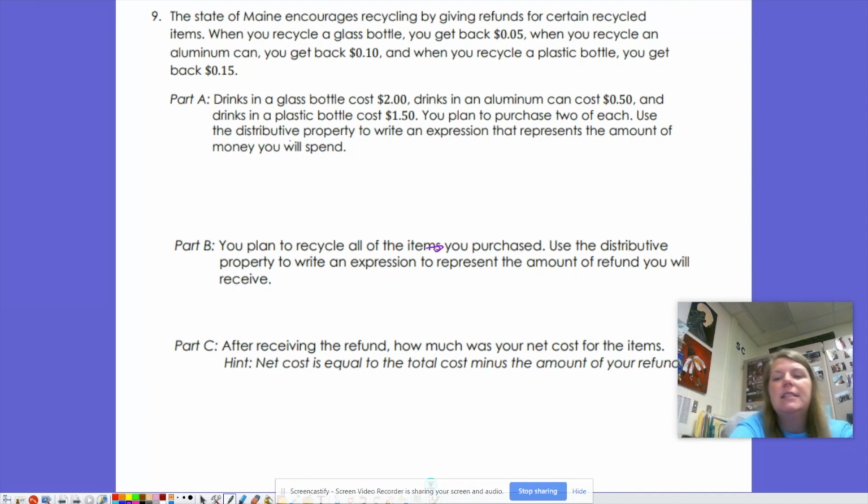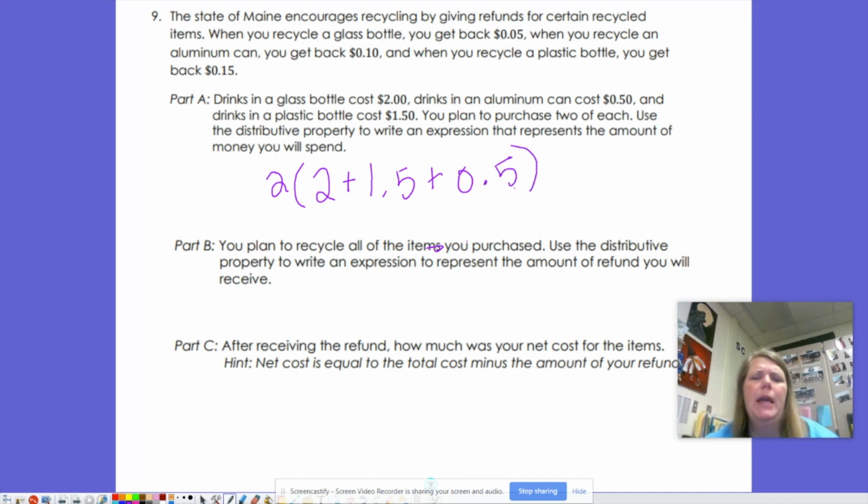So it's not asking us to actually solve, we're just writing an expression. So we know we're buying 2 of each, so 2 times ($2 plus $1.50 plus 50 cents). And that's all that it's asking on part A.